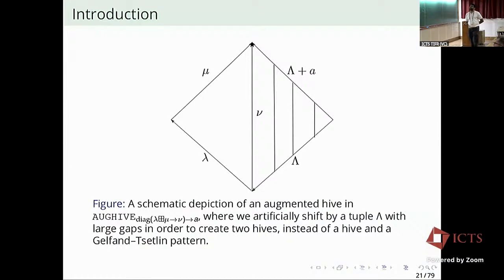So now I want to introduce a new gadget called an augmented hive. So this augmented hive is the hive we just saw on this side first. So it's a hive, but then you have to paste together a Gelfand-Zetlin pattern to that hive. And that Gelfand-Zetlin pattern we are going to put in the form of a hive by introducing large gaps. So then this is a hive, and so is this. So it's like a double hive, except that one of these hives is secretly a Gelfand-Zetlin pattern. It's obtained using large gaps.